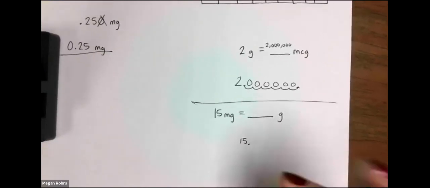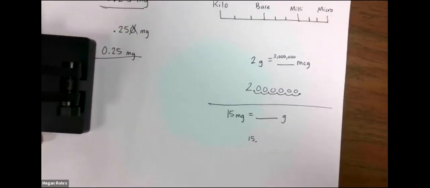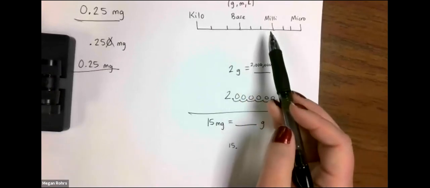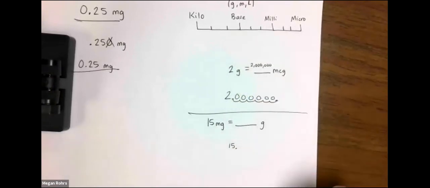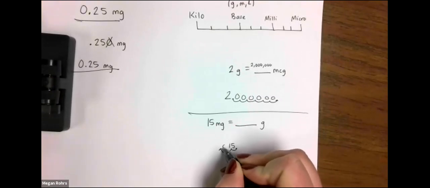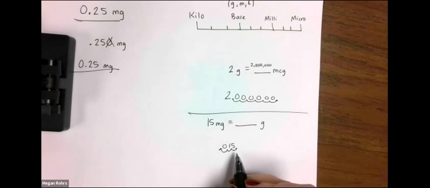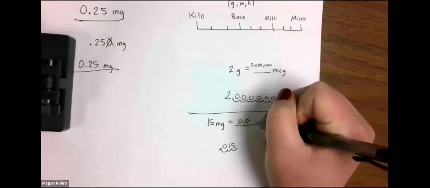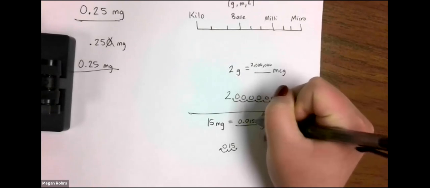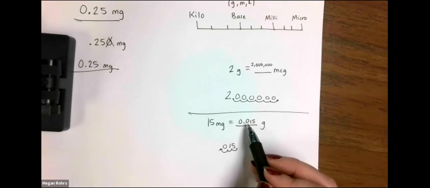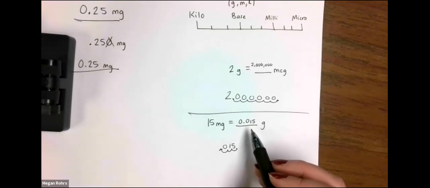And we are going, make this a little bit bigger for you. So we are going from milligrams to grams. So like I said, 3 places to the left. So we're going to move that decimal 3 places to the left. So now 15 milligrams would be 0.015 grams. And always put in your leading zero there so we can indicate that as well.